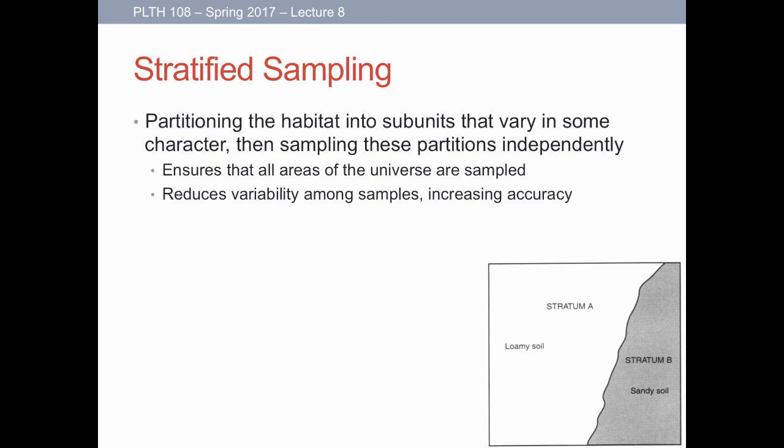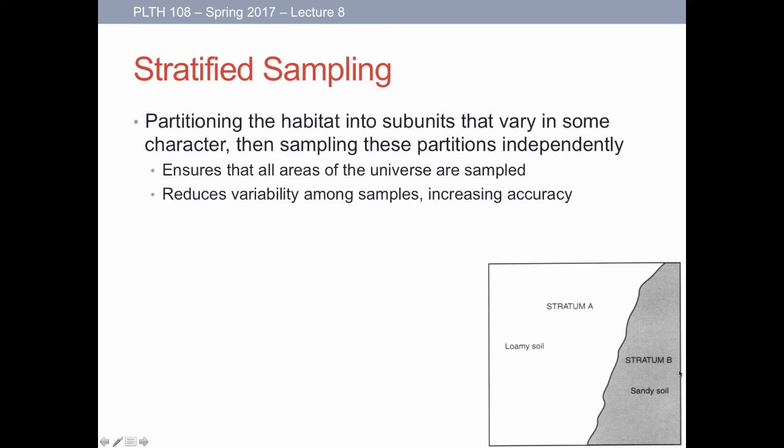All right. Stratified sampling. This is the second one. Stratified sampling is really helpful when you have a universe that might have different ecological conditions within one single sampling universe. So basically what you would do is you would take that habitat and then you would partition it into separate subunits that you sample independently because they have different conditions in them.